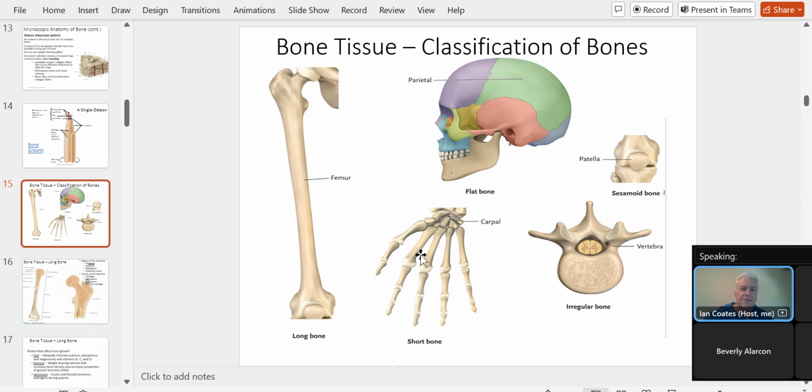So, classification of bones. We've seen those are long bones. These are the short bones. Irregular. Isn't that a strange one, eh? Here we're talking vertebra. Sesamoid bones, those are the free-floating bones. And then you have flat bones.